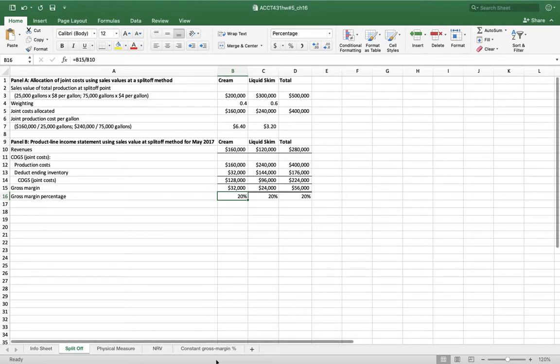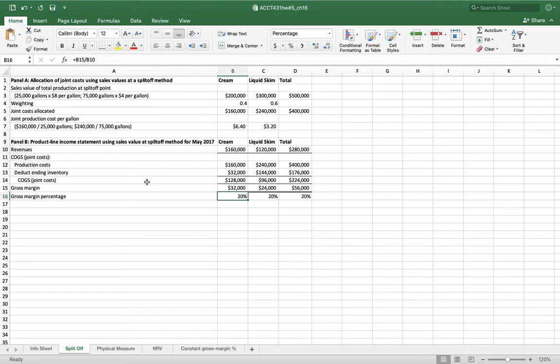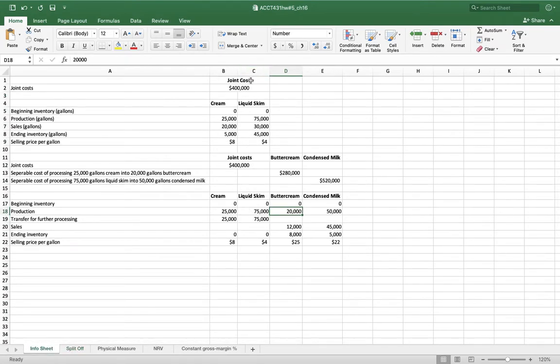And for all 4 of these examples, product B, panel B, is going to be similar for all of the examples, but I will talk about them briefly anyways. So in panel A, this is allocation of joint costs using sales value at split-off method. To find the sales value, which is $200,000, you take the production times the selling price, so that's found over here in the info sheet.